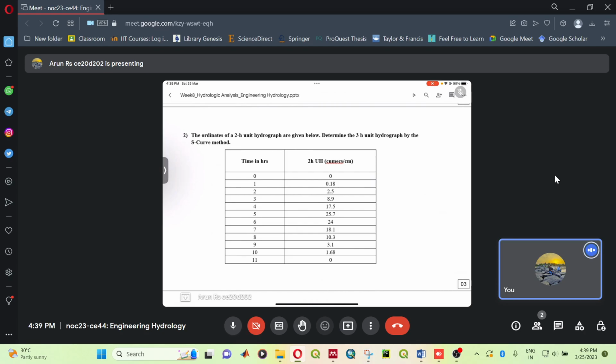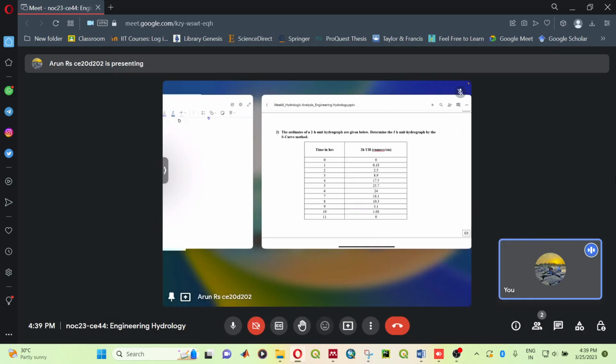If it is a multiple of 2, we can use the method of superposition. We can just lag the given hydrograph by that many number of hours and we can find out the unit hydrograph for the integral multiple, whichever is given. Say like 4-hour unit hydrograph or 6-hour unit hydrograph or 8-hour unit hydrograph, like that. But here we need to find out what is the 3-hour unit hydrograph. So in such situations, we'll be using the S-curve method. So let's see how to solve this problem.